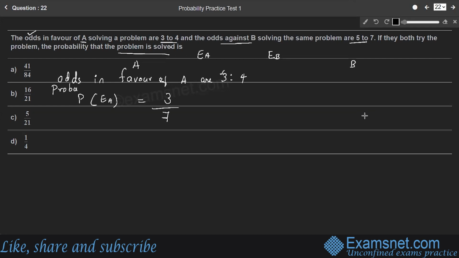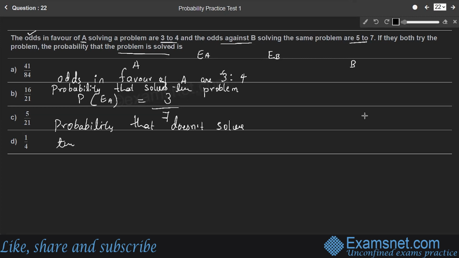So I'll mention that the probability that A solves the problem is equal to 3/7, right? So the probability that A doesn't solve the problem. If A solves the problem with 3/7, the probability that A doesn't solve the problem, we'll mention it as PEA prime, which is equal to 1 minus the probability that A solves the problem, 1 minus 3/7. It is not 3/4. 1 minus 3/7 is equal to 4/7.